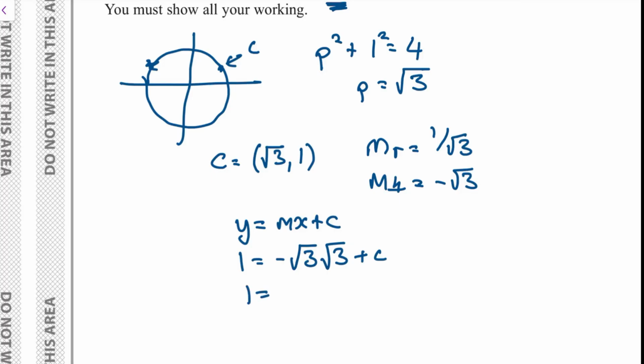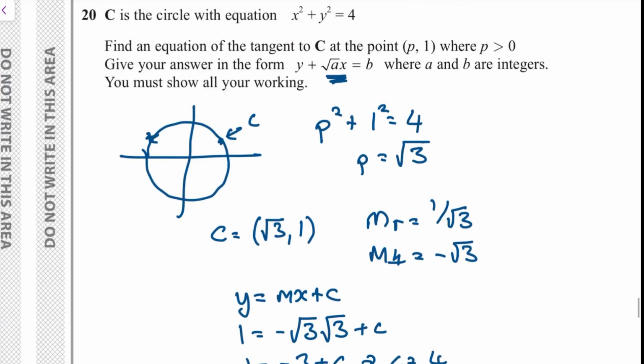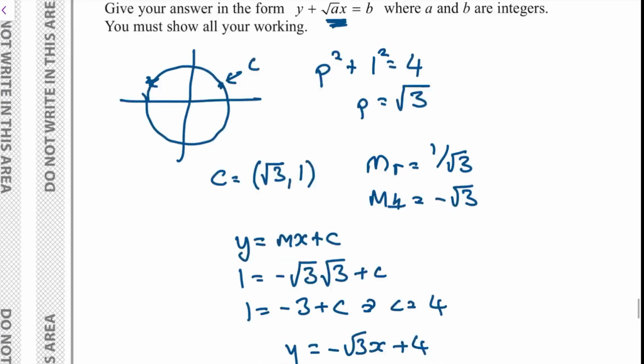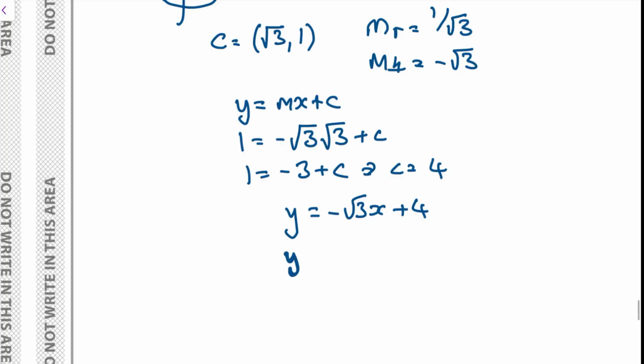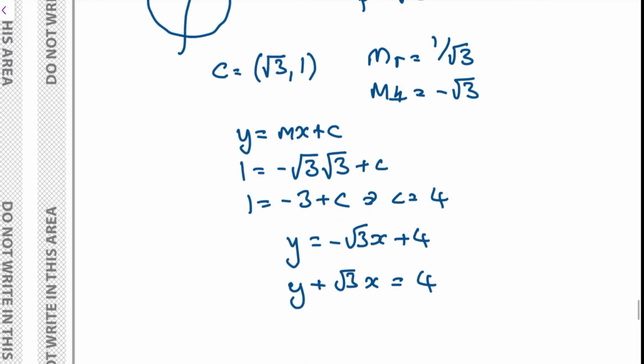So therefore 1 equals minus root 3 times root 3, which is minus 3, plus c. Get there eventually, which means that c equals 4, and so therefore y equals minus root 3 x plus 4. What does the question want? Give your answer in the form y. Oh, okay, that's clever. All right, so therefore y plus, I don't know why the pen's doing that. Let's start again. So y plus root 3 x equals 4. Is it in the right format? Yes, it is. And therefore that's my final answer.